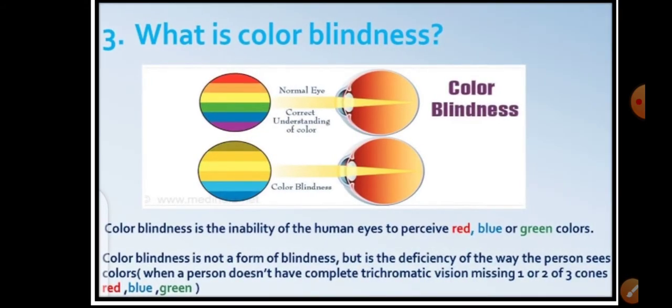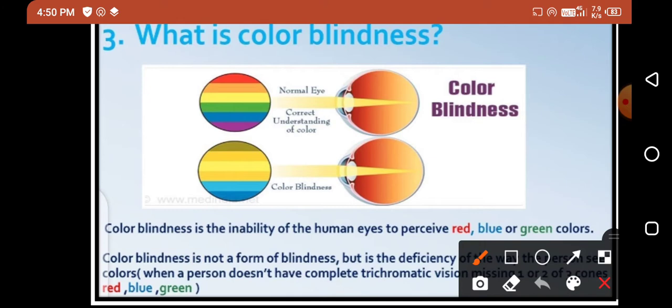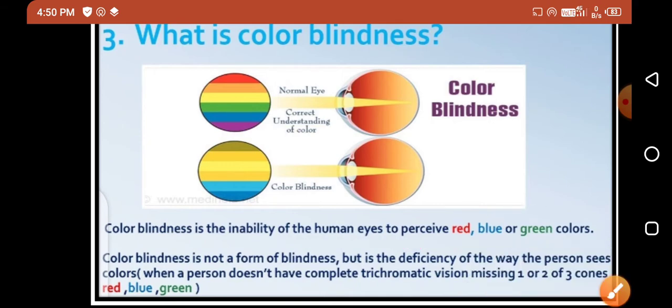What is color blindness? Color blindness is the inability of the human eye to perceive red, blue or green colors. So students, the patient who suffers from color blindness cannot clearly distinguish the red, blue or green colors. These persons cannot recognize those colors or cannot distinguish between the different colors. These persons are said to be color blind.